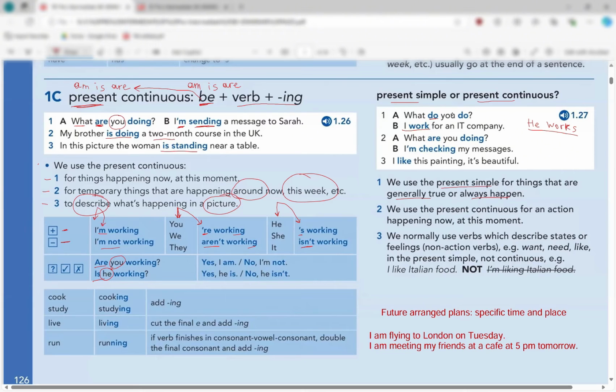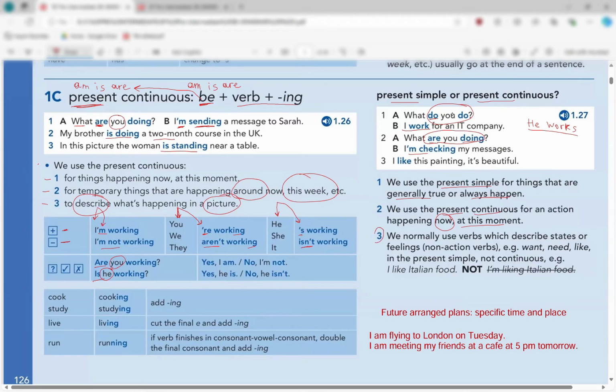Now, we use present continuous for an action happening now. There must be now or at this moment. When we say now or at this moment, we must use present continuous, guys. As you can see in number 2, what do you do? That is general information. I'm asking generally, what is your job? But when I say, what are you doing? That means what are you doing exactly now? And B says, I'm checking my messages. At the moment, I'm checking my messages.